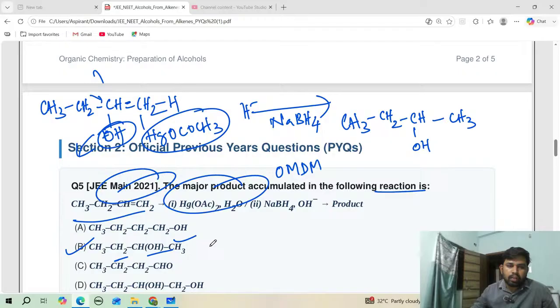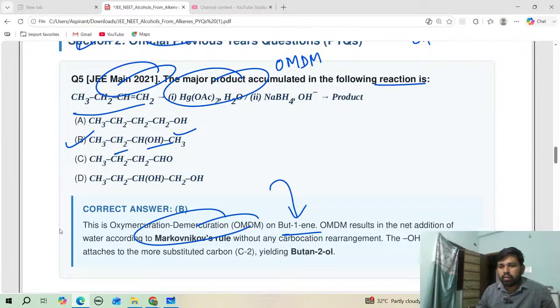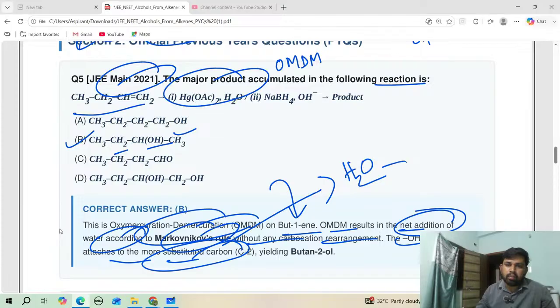Now we can just write oxymercuration, demercuration. On the butene, it results in the addition of water according to Markovnikov's rule and without any rearrangement. OH is attached to the more substituted carbon, but it is water that attaches, and later deprotonation means minus one H plus ion, it forms OH. It is attached to this carbon. Okay.